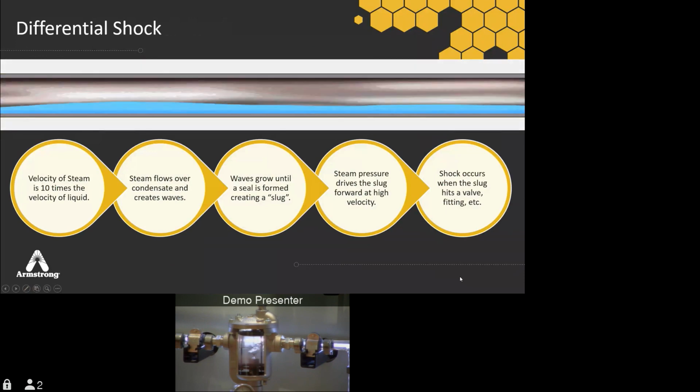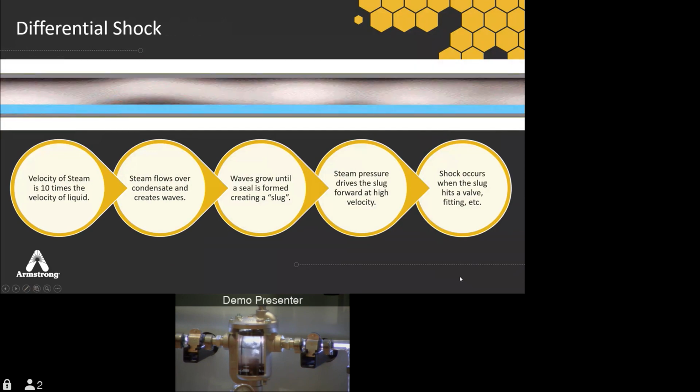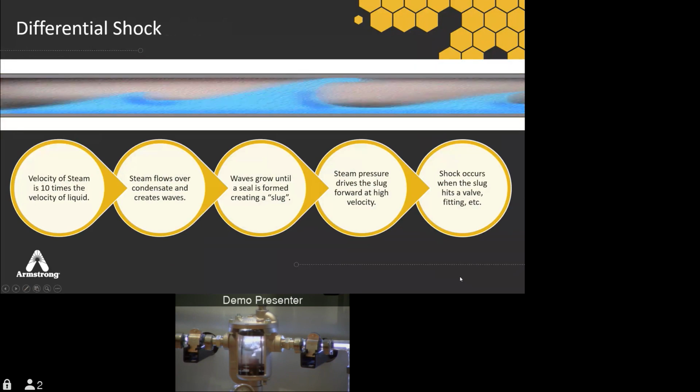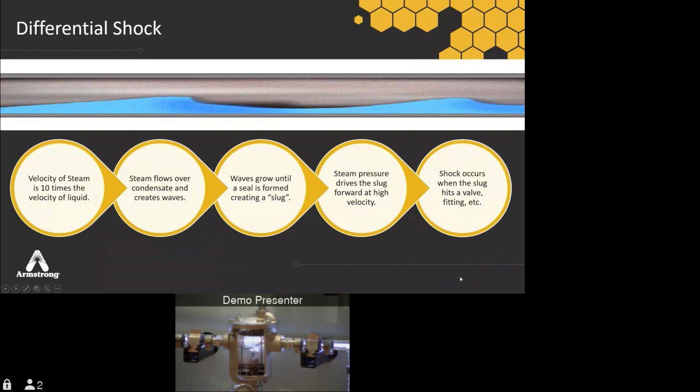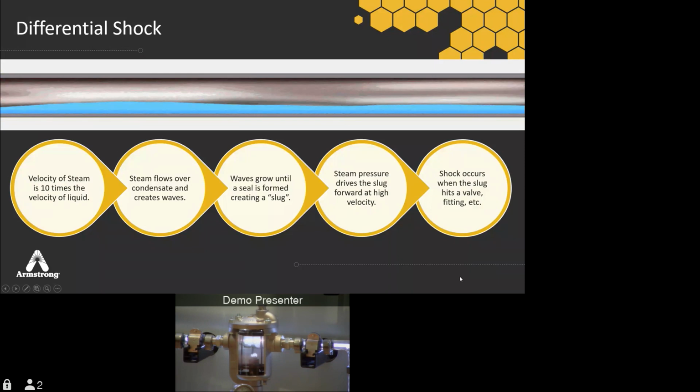And steam won't be able to pass through that water seal, so downstream of it is going to drop in pressure. But your supply steam is going to push that water seal along through your pipe, and it's going to increase in speed, and it's also going to increase in mass because it's picking up more condensate that's in its way. And eventually that water seal will turn into a water slug, and it's going to move through your piping really fast and hit whatever is in its way. You can pretty much think of it like a piston moving through your pipe.